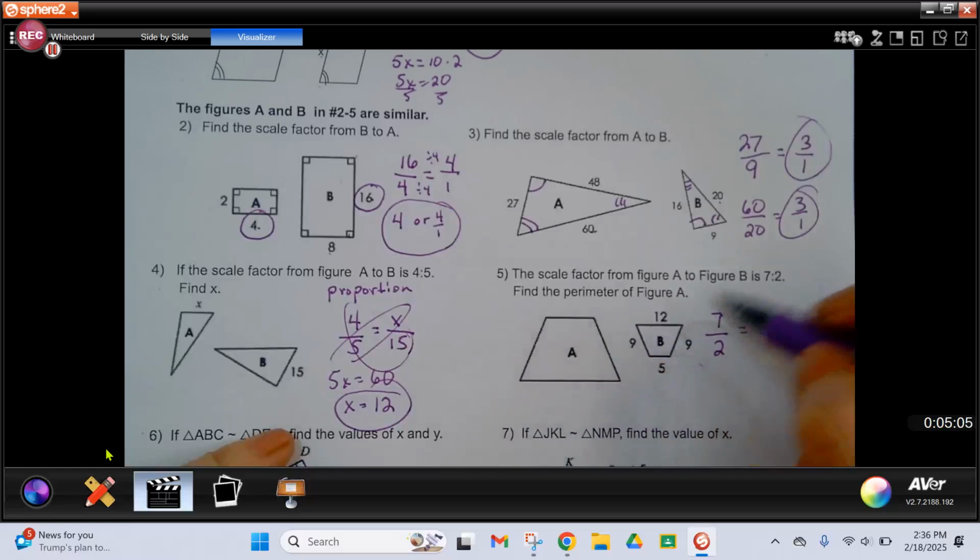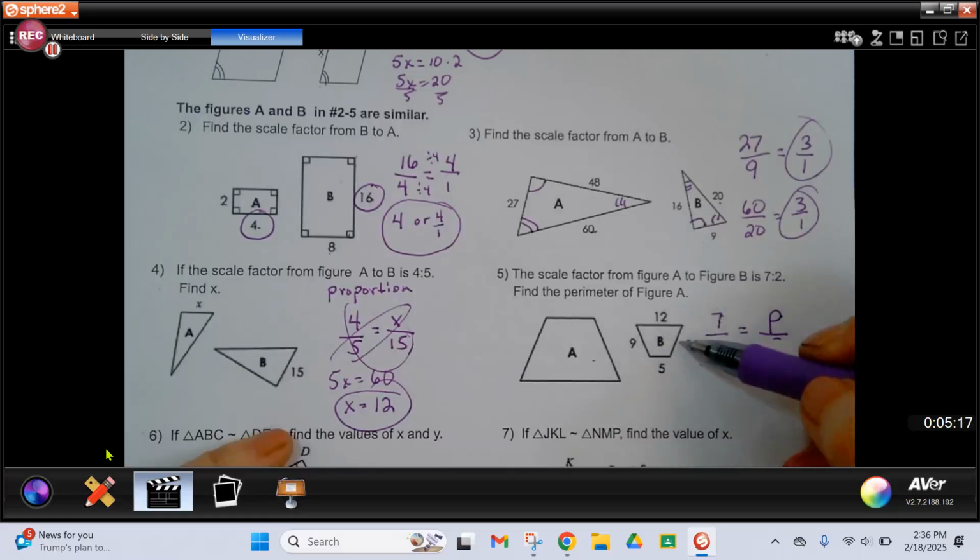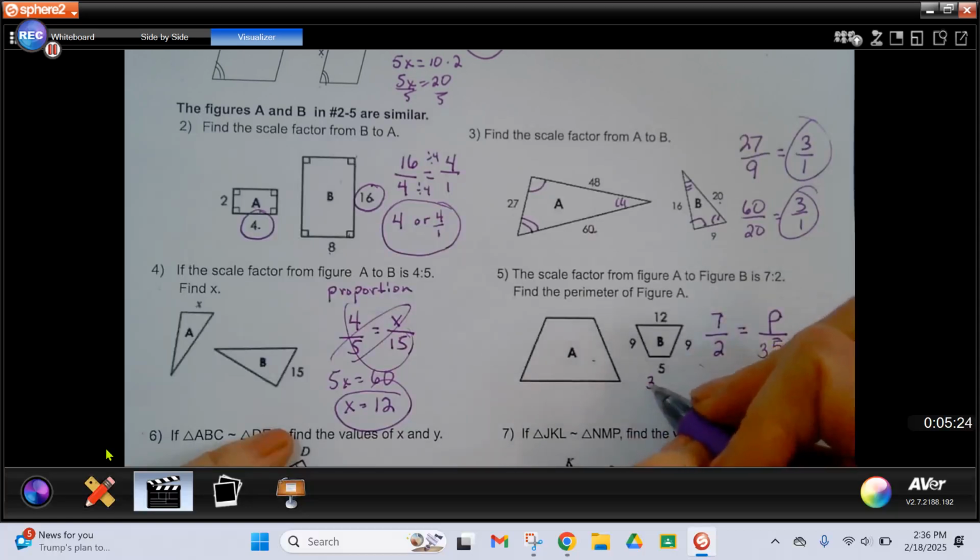We're trying to find the perimeter of figure A, which is the big one. The perimeter goes on top. This is the big figure. 7 is the big, 2 is the small. So P is the big, and then the small perimeter, we add these up, and we get 14, 26, 35. So the perimeter of the small figure is 35.